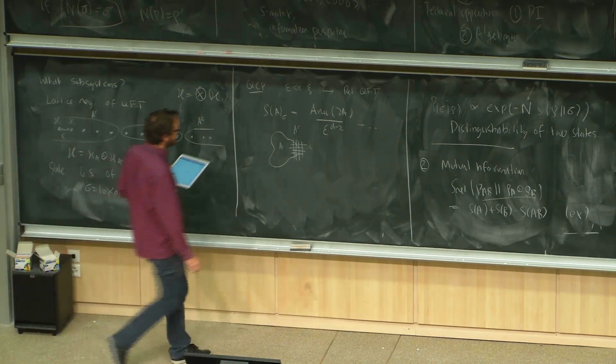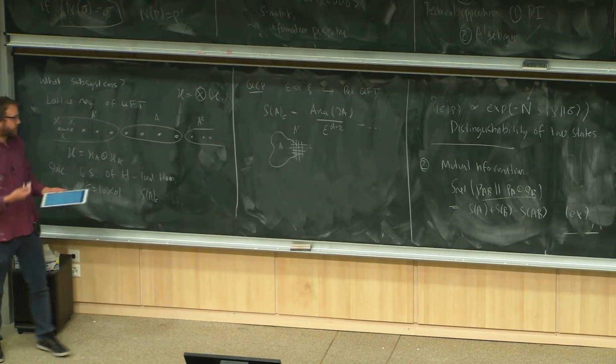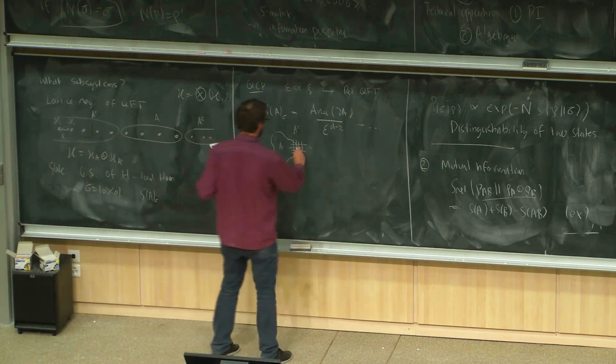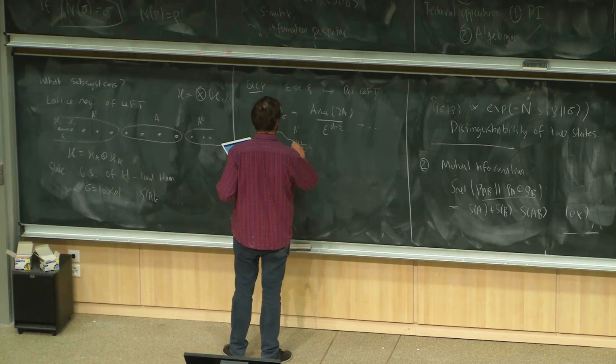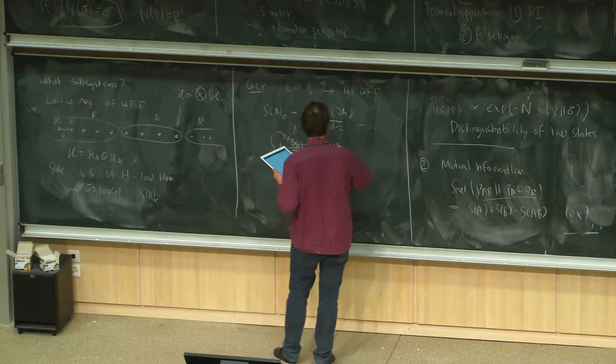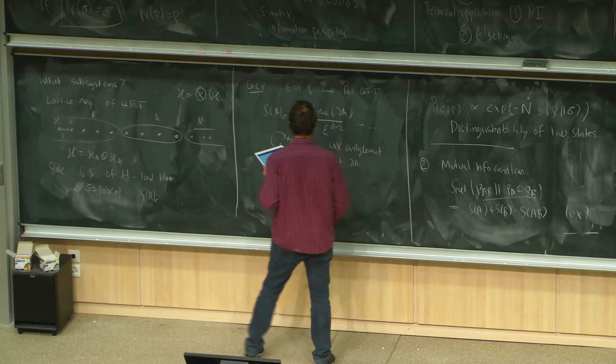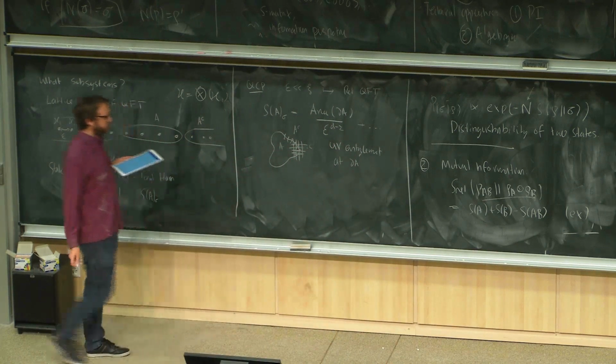Okay, so what that's telling us is that at least in these specific states, ground states of local Hamiltonians, we're getting large amounts of entanglement between constituents that live at the boundary. This is some UV entanglement at the boundary of the region where you're cutting the bonds.